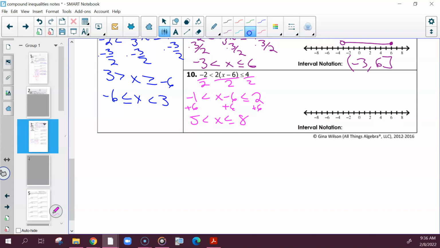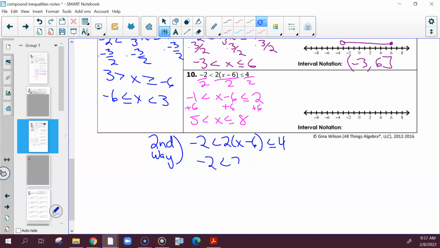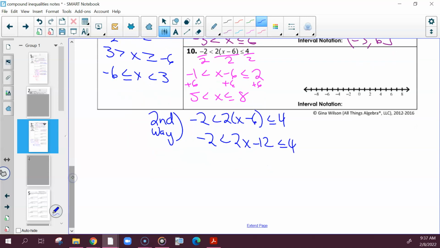Before I graph that, I'm going to go ahead and solve it the other way. Again, you don't need to write both. So if I distributed first, I'd have -2 is less than 2x minus 12, which is less than or equal to 4. Add 12 to all sides. We have 10 is less than 2x, which is less than or equal to 16. Divide all sides by 2.